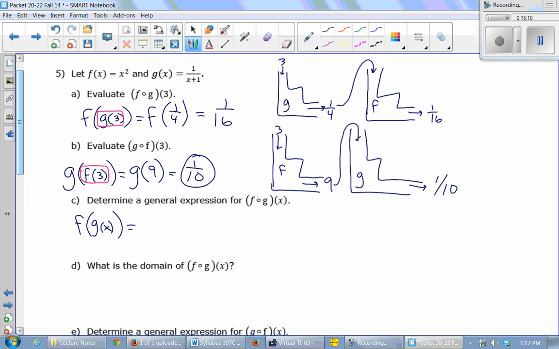So what is the formula for g of x? Yeah, g is 1 over x plus 1, right? Okay, so I want to apply the function g to x first. So when I plug in x into g, what I get is 1 over x plus 1. So I'm just making a substitution. G of x is equal to this formula. Replace g of x with what it equals. Substitution. Okay. And then what does it mean to do f of 1 over x plus 1? What does that mean?